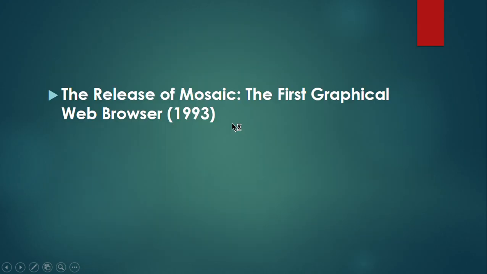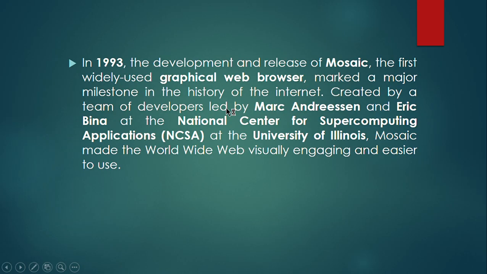Next is the release of Mosaic, the first graphical web browser, in 1993. In 1993, the development and release of Mosaic, the first widely used graphical web browser, marked a major milestone in the history of the Internet. It was created by a team of developers led by Marc Andreessen and Eric Bina at the National Center for Supercomputing Applications, or NCSA, at the University of Illinois.